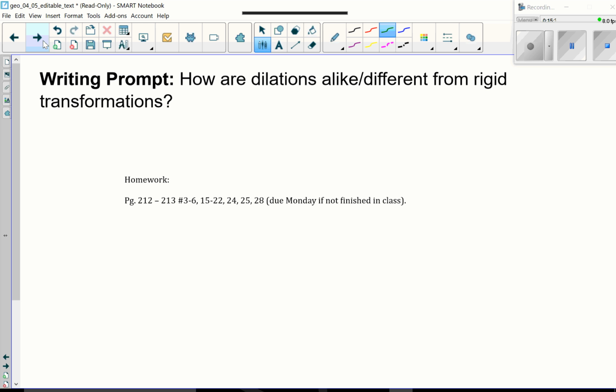So again, the writing prompt is asking how dilations are alike and different from rigid transformations. Dilations are alike because the angles are maintained. The angles stay the same; corresponding angles are congruent, but the side lengths are different. What makes something a rigid transformation is when the angles stay the same and the sides stay the same. So when you rotate, reflect, or slide, that's rigid because everything is being maintained. Side lengths are being maintained, angles are being maintained. It's the same shape, just moved to a different position, a different location. But with a dilation, it is getting larger or smaller. So we're talking about similar figures, not congruent figures, so that is not considered a rigid transformation.